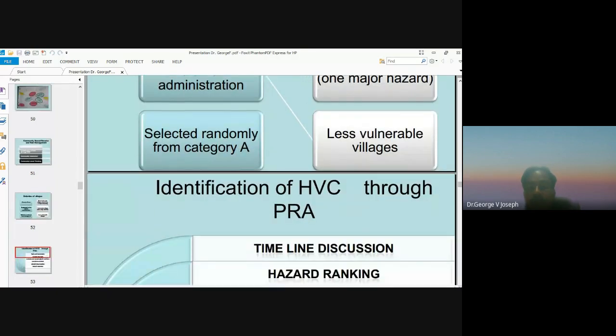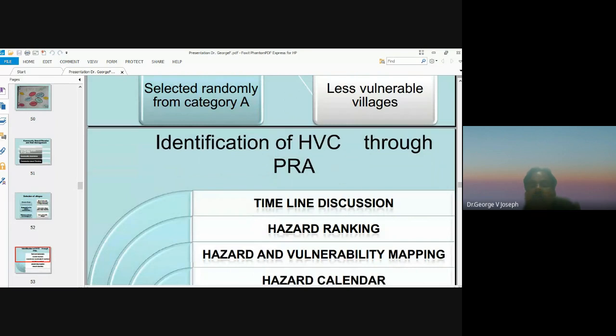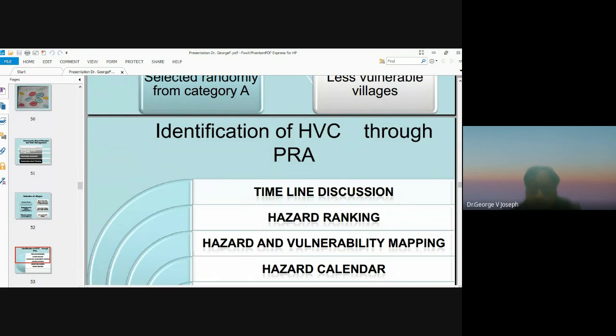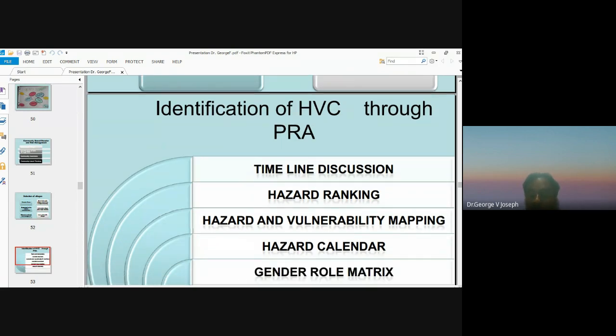And we have done this hazard vulnerability and capacity analysis, like timeline analysis in these settlements, and they ranked based on their perception. When a cross section of the people came together, they made a ranking of the hazards. What is the biggest hazard in the locality? And hazard and vulnerability mapping, and a hazard calendar like the seasonality diagram.